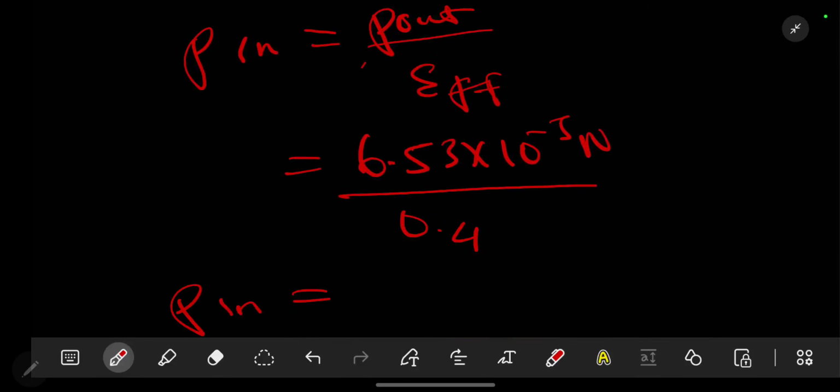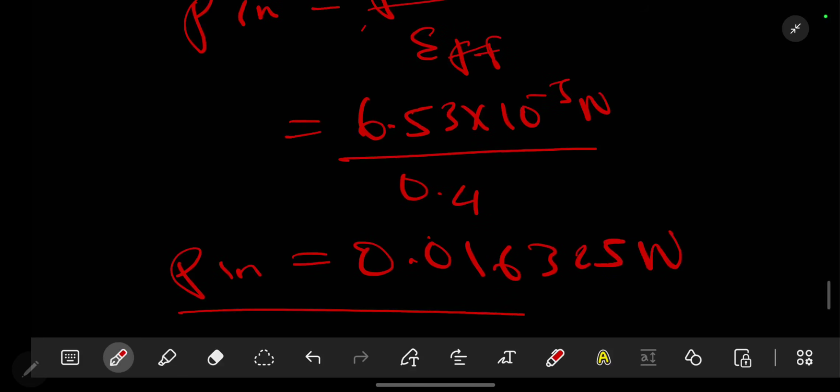So the power in should be equal to 6.53 times 10 to the power -3 divided by 0.4, which gives us 0.016325 watts. So this is the power input. So that is how we deal with those questions.